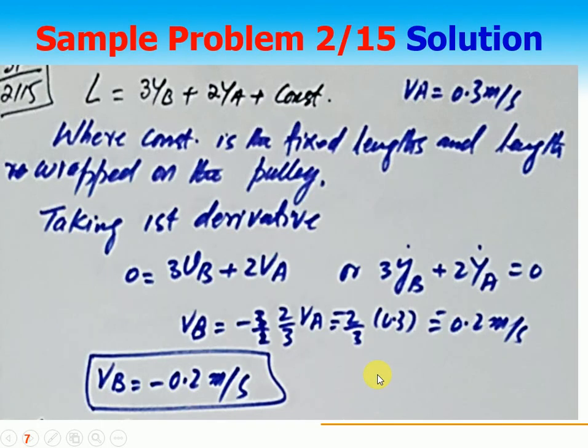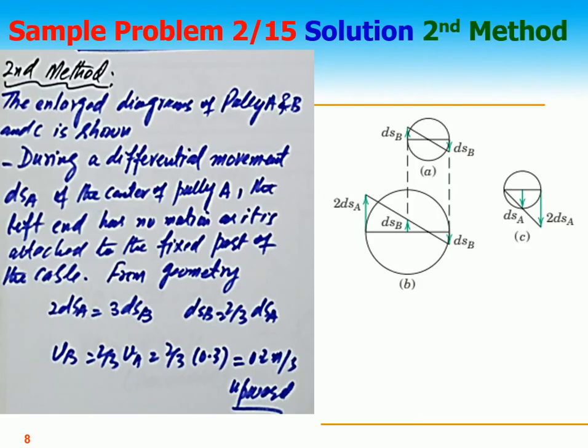I prefer the first method, and that is easier and more understandable to you. It is the movement of the pulley relative to the other. If this moves 2dSA, then this dSB and this dSB are 3 times, right? Therefore, it's 3dSC. Clear?